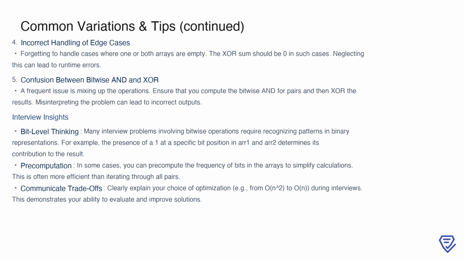Lastly, during interviews, make sure to communicate the trade-offs of your chosen solution. For example, if you optimize from O(n squared) to O(n), explain why this change was necessary and how it improves performance. This demonstrates your ability to critically evaluate and refine your solution.